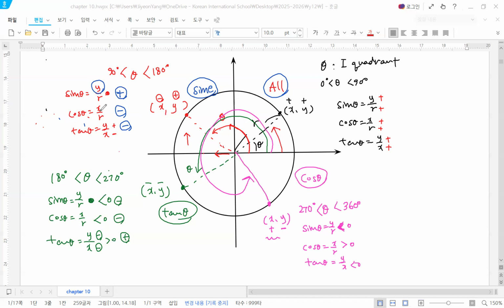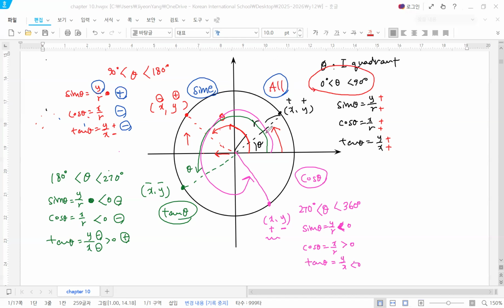So you need to remember everything. Firstly, I want you to understand how it consists. Secondly, you need to remember it, okay? So when theta is located in the first quadrant, it means that when theta is between 0 to 90 degrees, all the trigonometry values are positive.